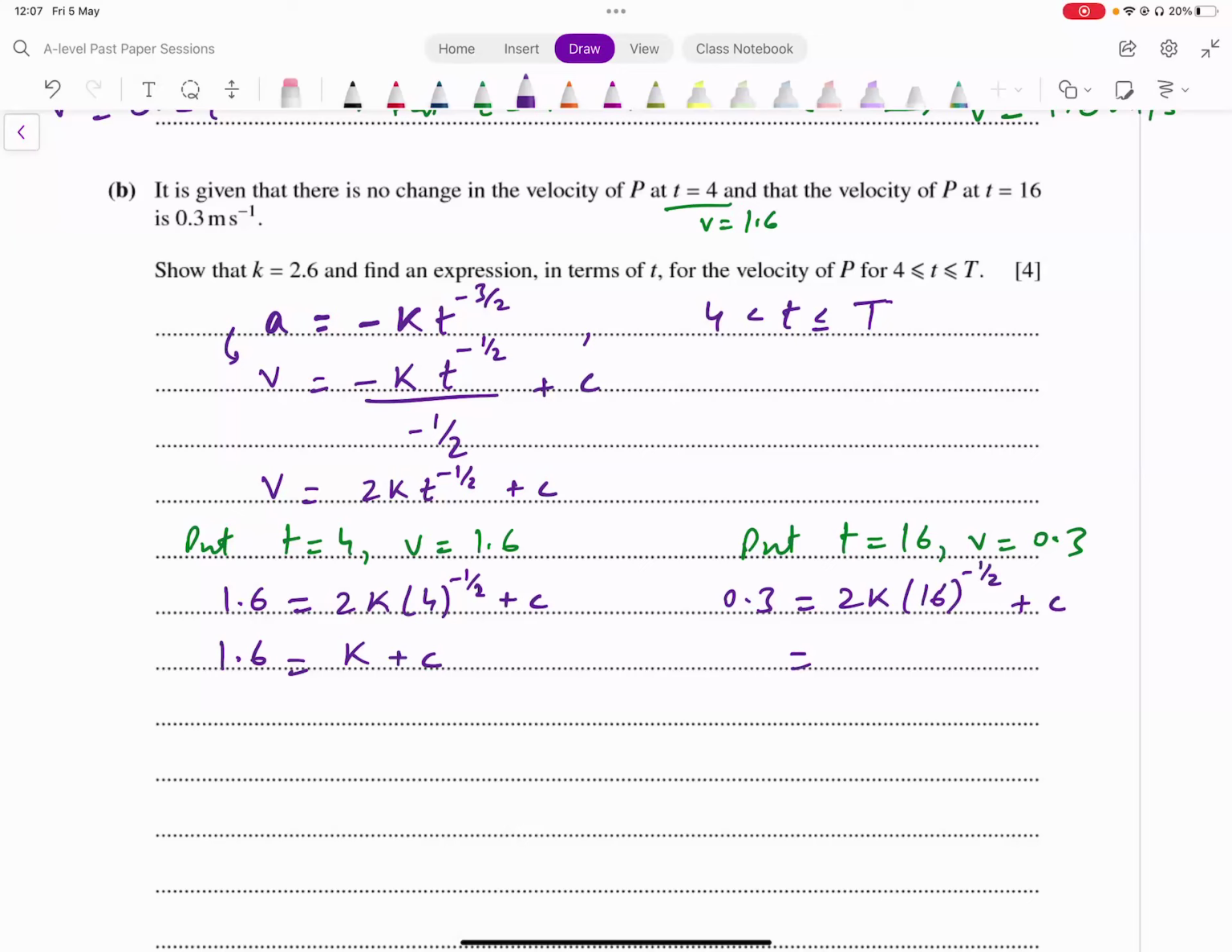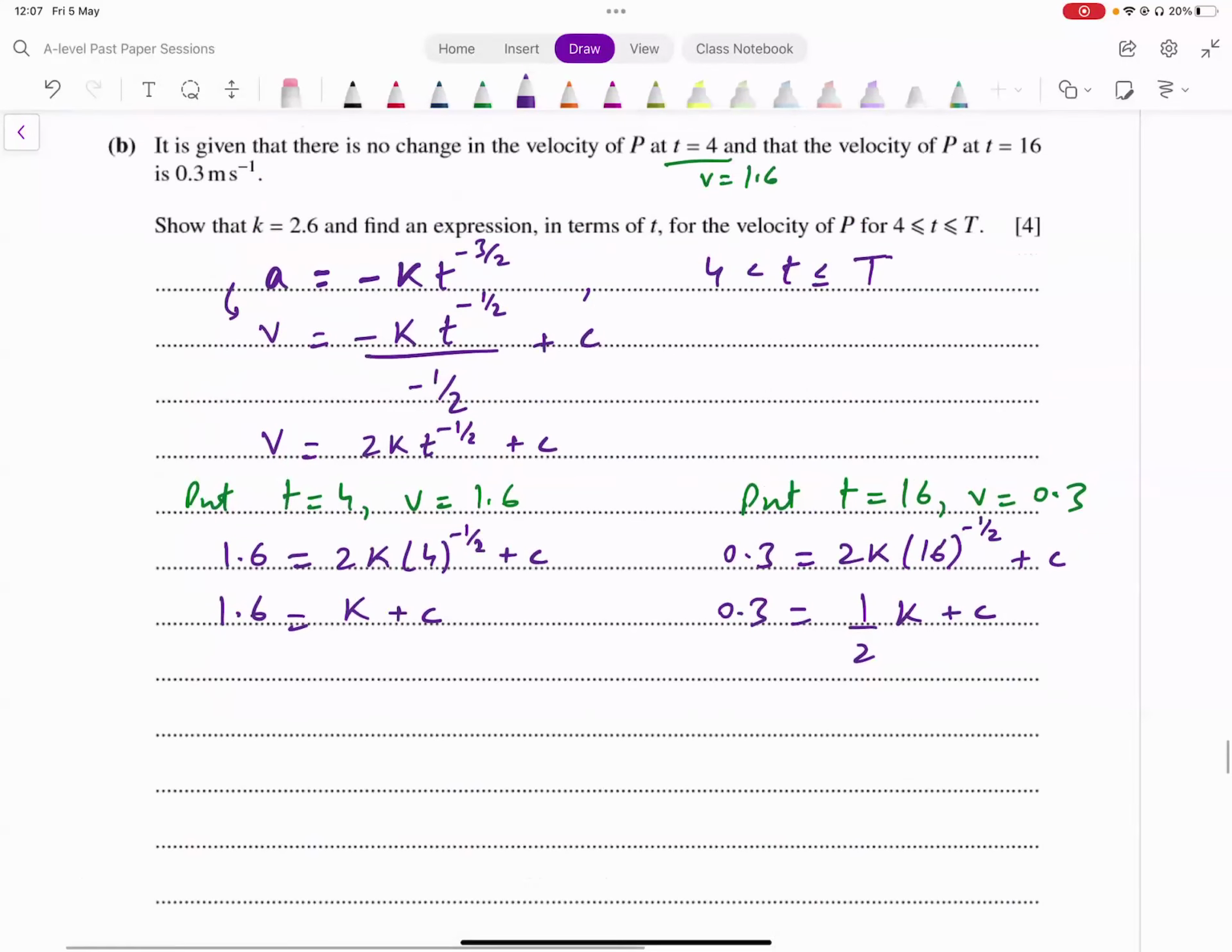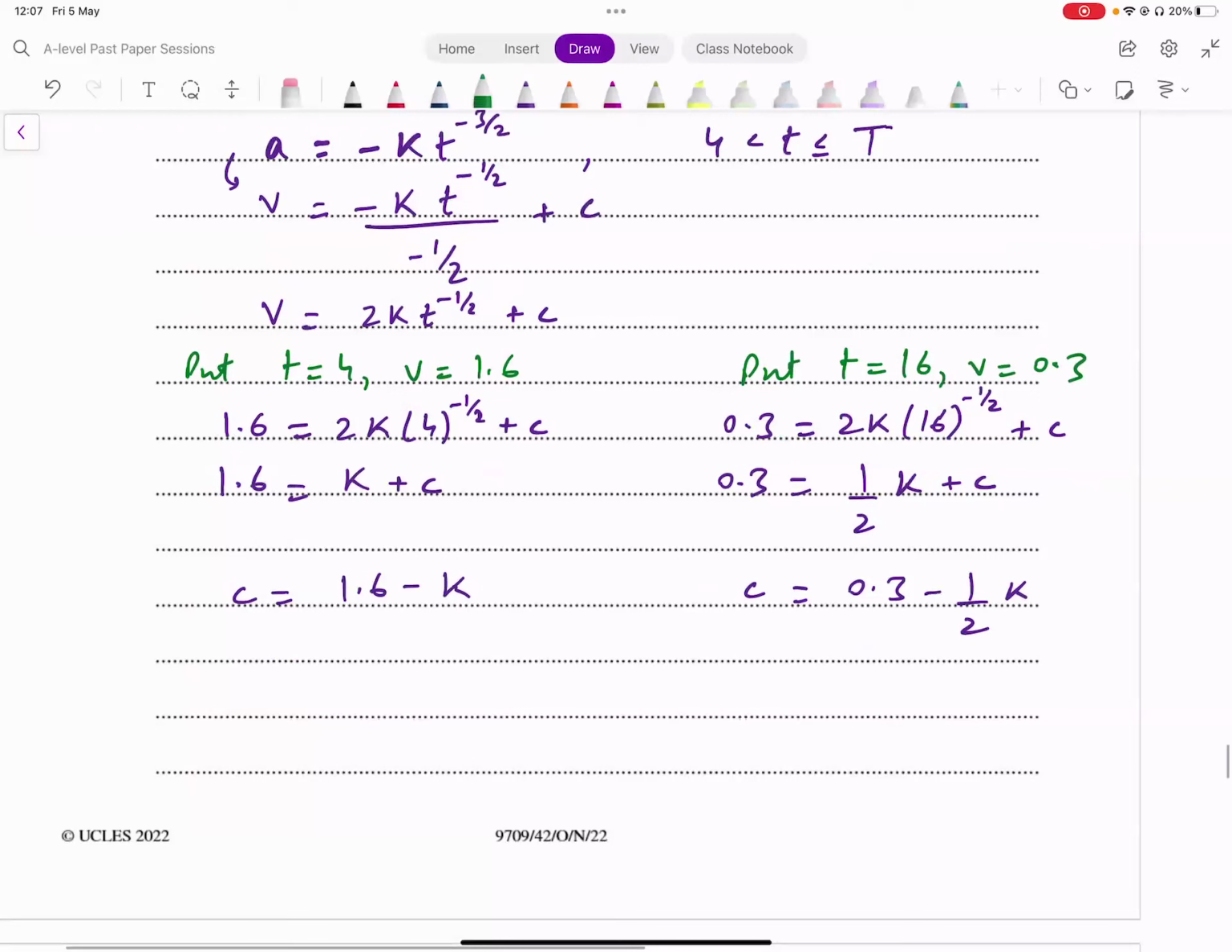16 नीचे जाएगा डिनोमिनेटर में, 1 into 4 हो जाएगा. You're going to get 1 over 2k plus c equals 0.3. This is another equation that we're getting. इनको simultaneously solve कर लें, आपके पास c और k की values आ जाएंगे. ठीक है? c equals 0.3 minus 1 over 2k from here. From the other equation, we have 1.6 minus k. Equate both of them, we'll find the value of k from this. 1.6 minus k equals 0.3 minus half k. इसको solve करें, k की value आएगी.